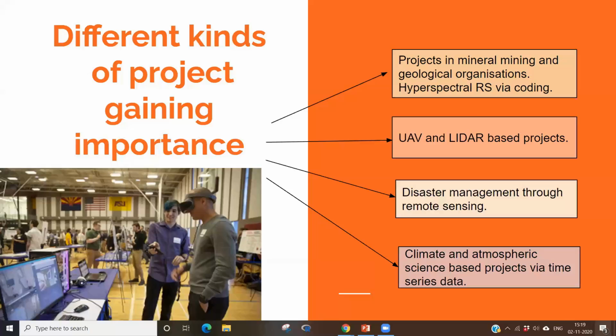And the fourth one is climate and atmospheric science-based projects via time series data. Many students are very keen on working on climate and atmospheric science-based projects, so this is also a very popular field among students. There are also many other projects. I have included some of the things which I know.